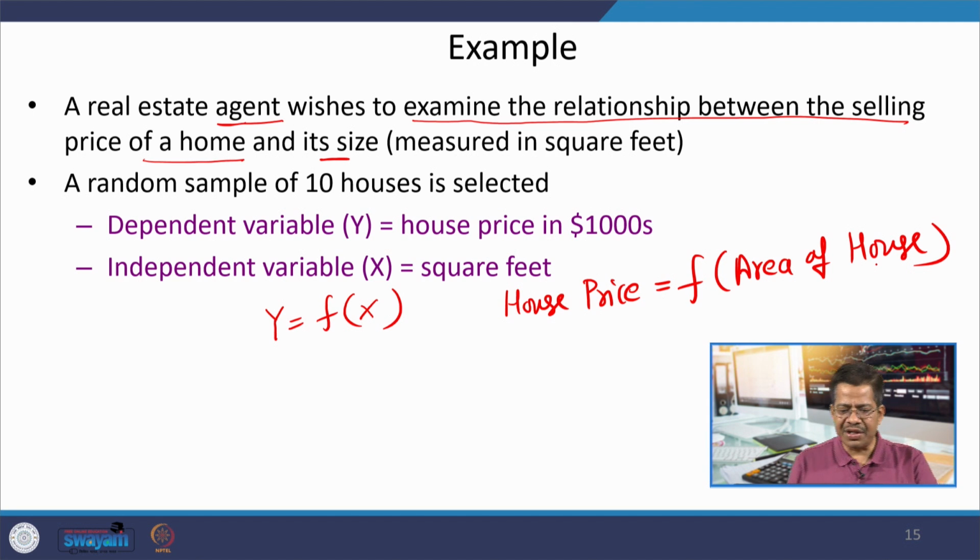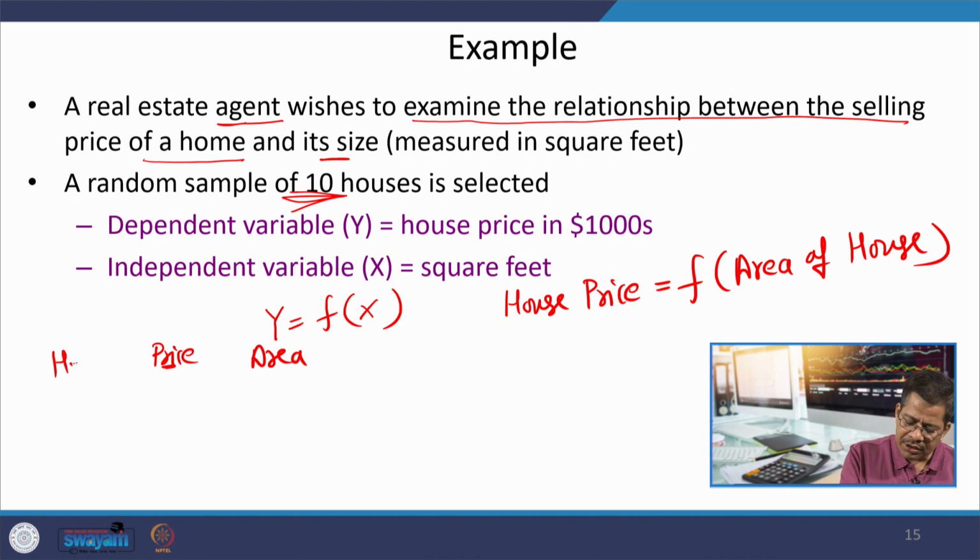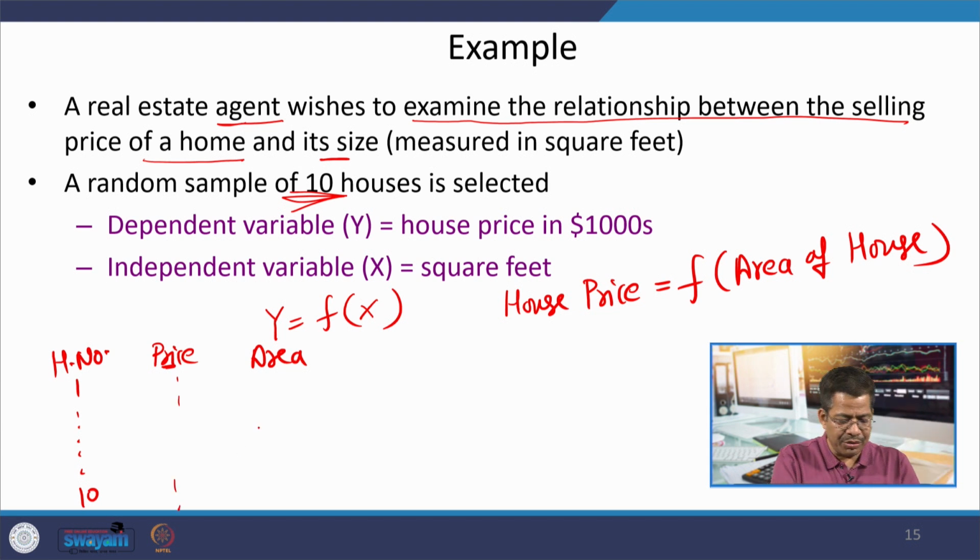This is what relationship I think is there. Now, whether the price of a house is double the area, triple the area, 4 times the area, or whatever is the relation that we want to see in this particular case. Now, we have taken a sample of 10 houses, and we know from that sample that price, area, house number 1 to 10, their prices are given to us and areas are also available to us.